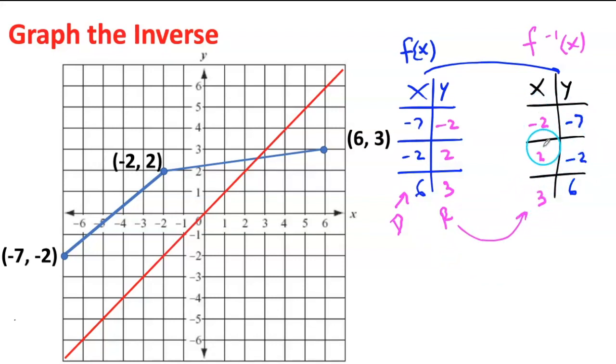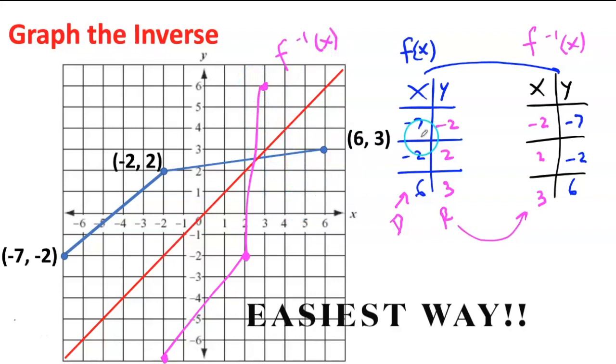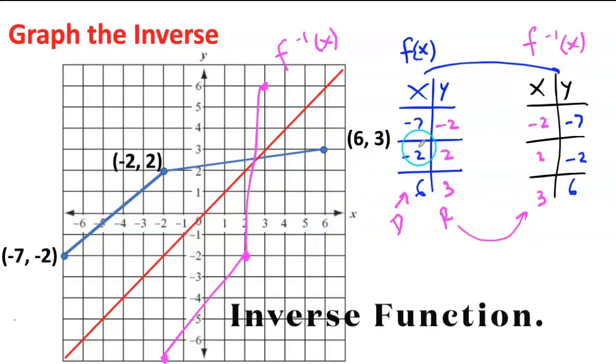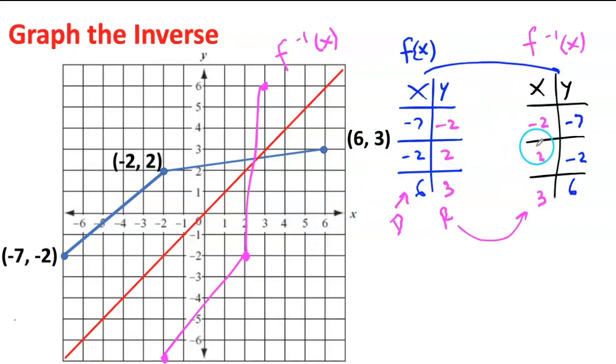Now that I have these points, let's graph them in magenta. Let's plot these points: -2, -7, all the way down here. Then 2, -2, then 1, 2, and the last one, 3, 6, all the way up here. If I connect these points, I hope you see the reflection. What used to be above is now below, and what used to be below is now above. So this is the inverse function, and this is the easiest way to graph any inverse function: create a table of values and flip the x and the y.